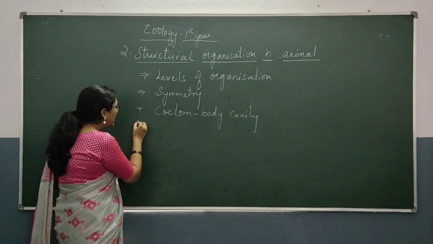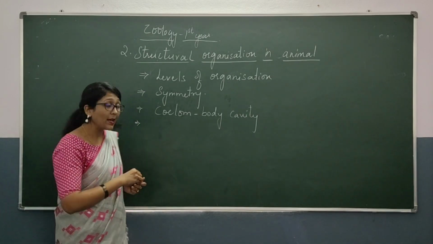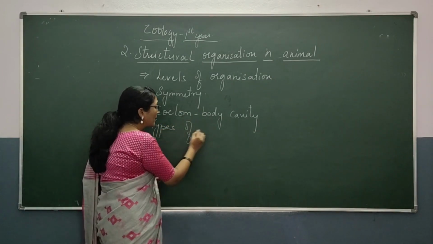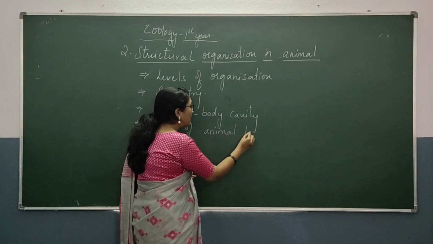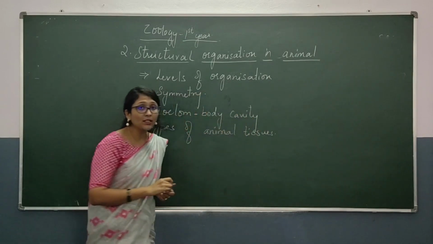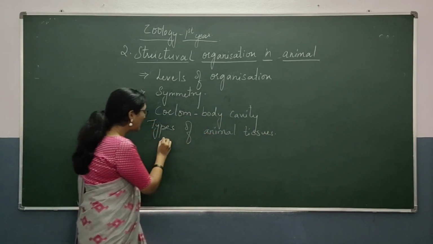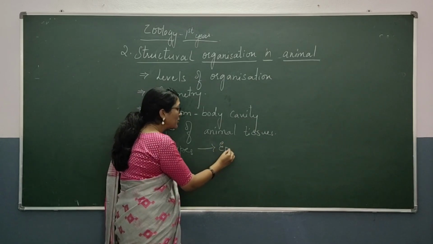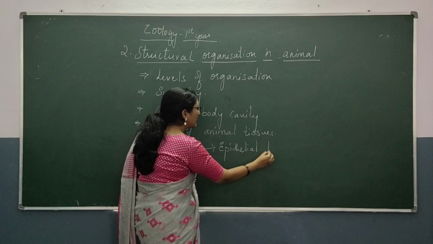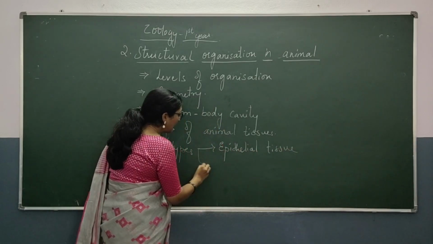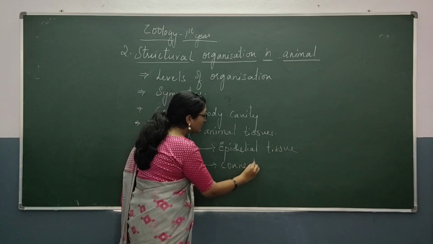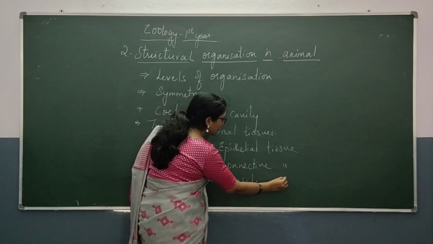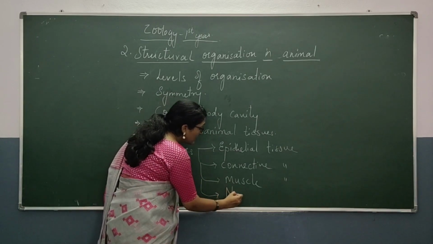Okay, then next we are going to study types of animal tissues. Basically, animal tissues are of four types. Those four types you will study. So what are they? Epithelial tissue, then connective tissue, then muscle tissue, and nervous tissue.